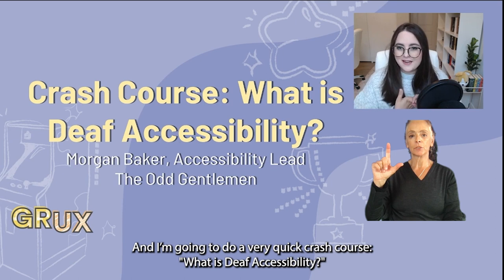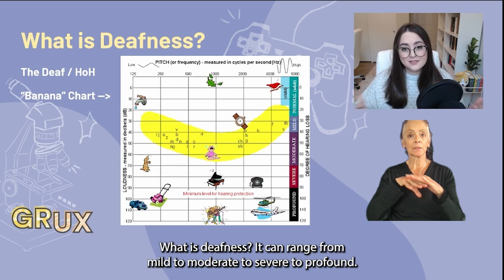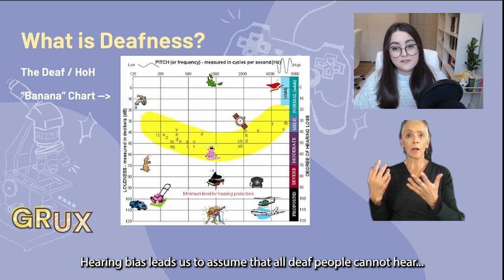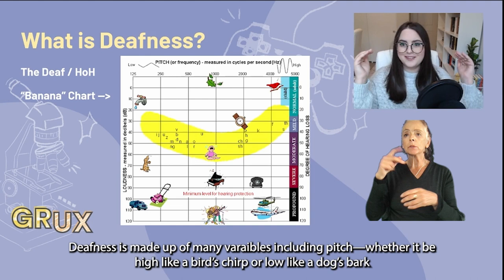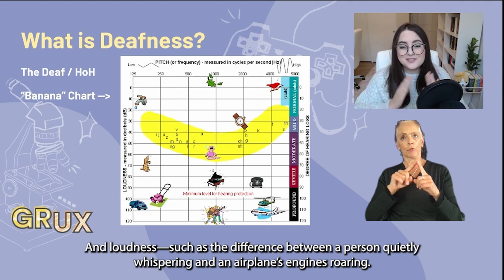What is deafness? It can range from mild to moderate to severe to profound. Hearing bias leads us to assume that all deaf people cannot hear, but deafness is indeed a spectrum like most disabilities, and therefore it has a range. Deafness is made up of many variables, including pitch, whether it be high like a bird's chirp or low like a dog's bark, and loudness, such as the difference between a person quietly whispering and an airplane's engines roaring.